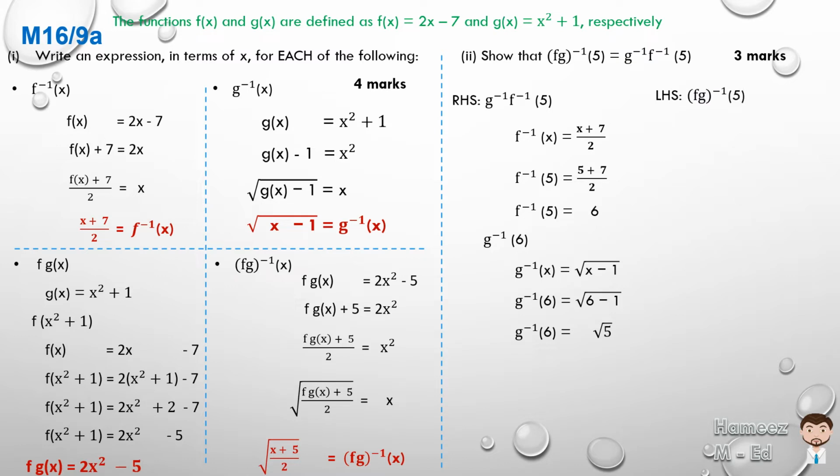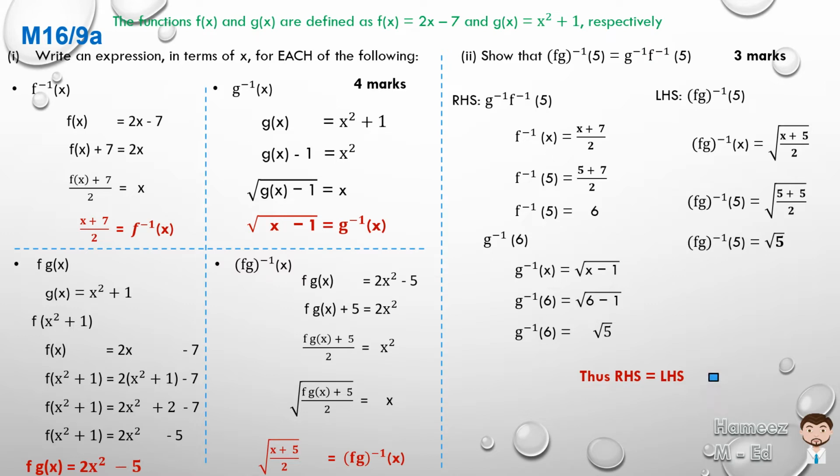Now let's work the left-hand side, and let's see if it works out to be the same thing. So the left-hand side says fg inverse 5. Now we worked out fg inverse x already, so let's write that. That is equal to the square root of x plus 5 all over 2. fg inverse 5, let's substitute, will be the square root of 5 plus 5 over 2. 5 and 5 is 10, 2 into 10 is 5. So fg inverse 5 is equal to the square root of 5. As such, the right-hand side is equal to the left-hand side, so we have proven what they've asked us.